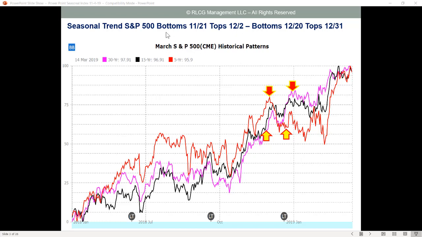You can see here, historically, based on seasonality, the S&P 500 tends to bottom out around November the 21st, right where that arrow is. Then it has a pretty decent little seasonal trend up and tops out about December the 2nd, which is today. Then it has potential for a pullback, bottoming out again around December the 20th. That's what we call the potential for a Santa Claus rally. A lot of times this can take place. This is probably a lot of seasonals based on the market being a little bit toppy, but also tax selling.